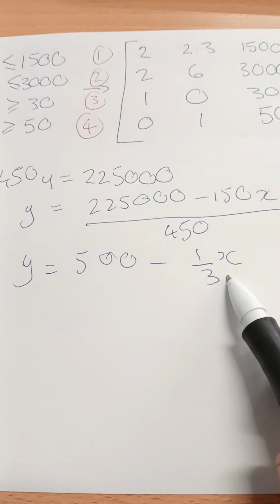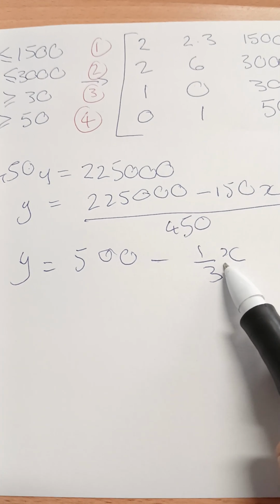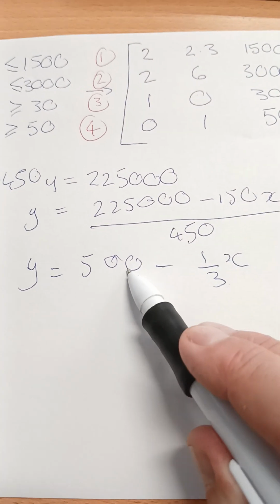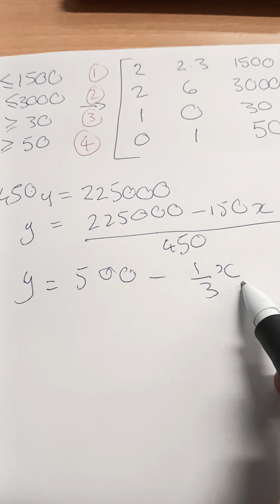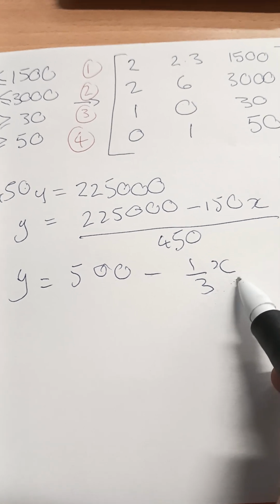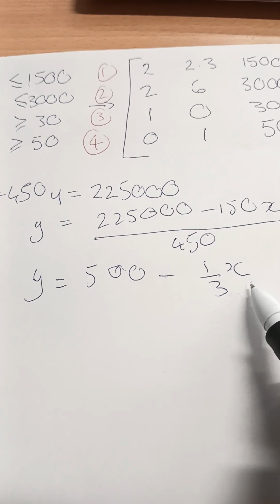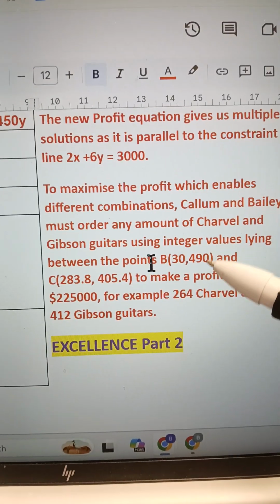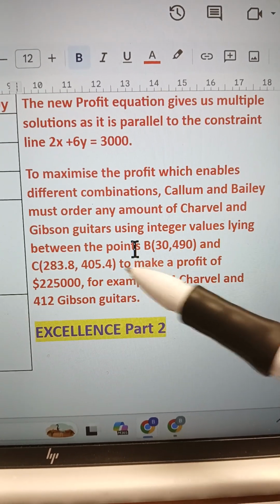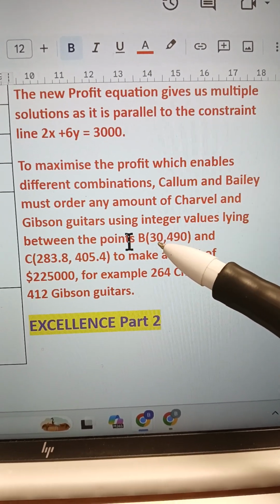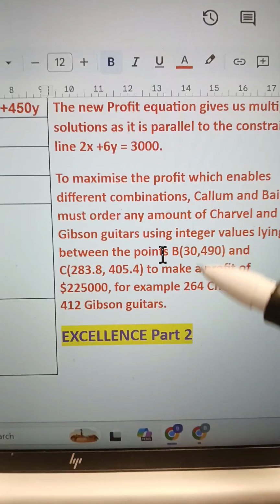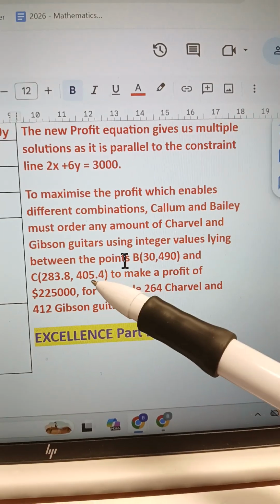is that every time x is divisible by 3, a multiple of 3, then this number here will be an integer. This one's already an integer. So you can find some values for x that fit the equation. Oh, the last part I should also say, you must say that the x value lies between the 2 points. So point B and point C. The x value must be between 30 and 283.8. When you're stating this, you're saying it's anywhere on the line between those 2 points.